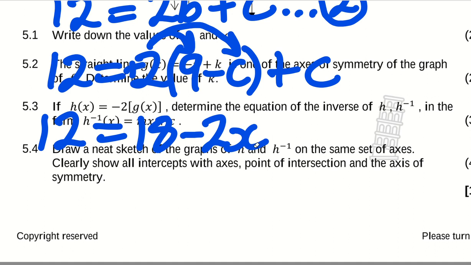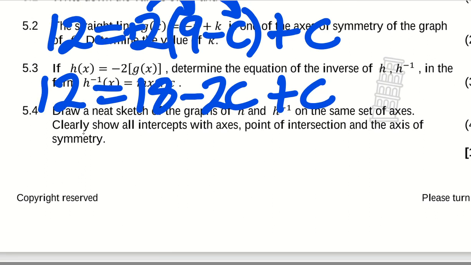Oh, sorry, I wrote x, it's supposed to be c. So it's 2 times negative c, so it's going to be negative 2c, then plus c. So basically, when you do it like this, it becomes so much easier. Then we can take 18 to the other side, because it's a constant. Or wait, let me not take 18. Let me do it like this.